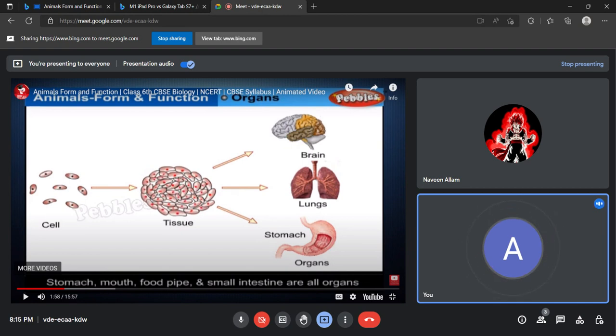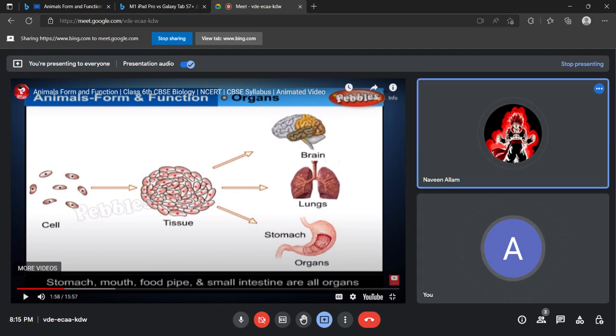So this organization should be very clear. Cell forms tissue. Tissue forms organ. Organ forms an organ system. And all the organ systems will form an organism. Are we clear about this?